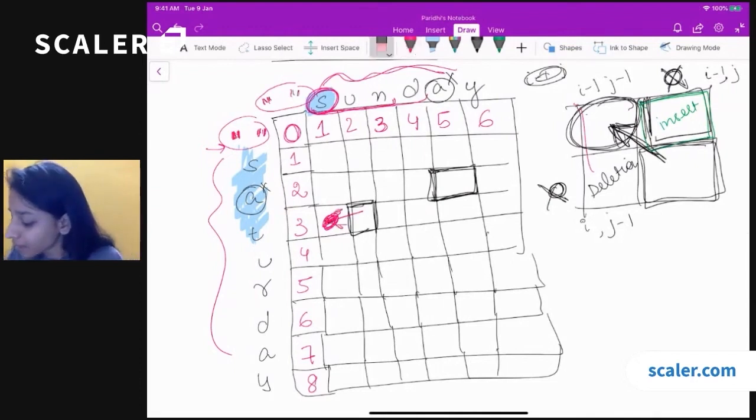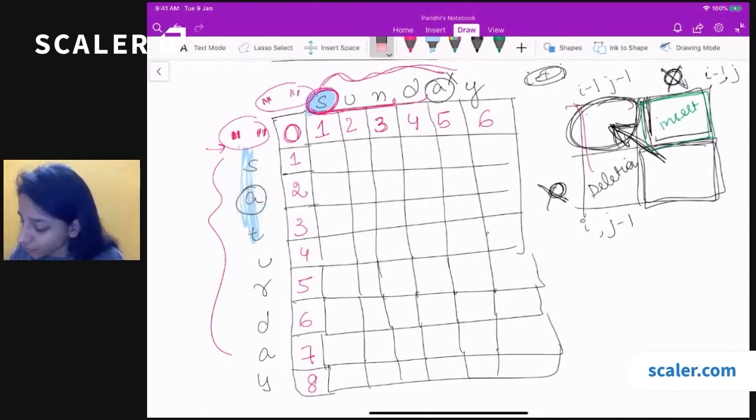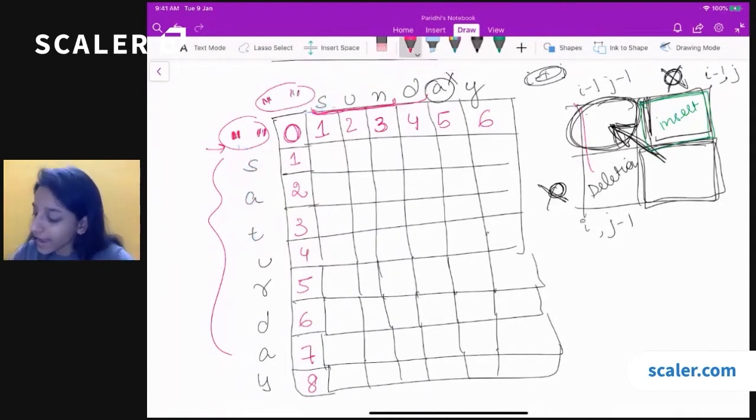Now let's proceed with this and see what we'll get. Let's try to run the approach. Cool. So here S and S match. Therefore, we can ignore them and take whatever is present over here, that is 0. That means we have to make no changes and therefore the steps are 0.